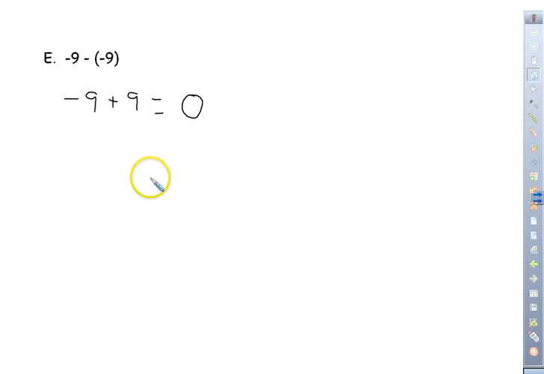Next problem. Go ahead and hit pause and solve this. So we have negative 9. Change it to addition. Change this to its opposite, which is going to be a positive 9. And we have different signs, and different signs says to subtract. So 9 minus 9 is 0. And again, 0 is 0. It's not positive nor negative.